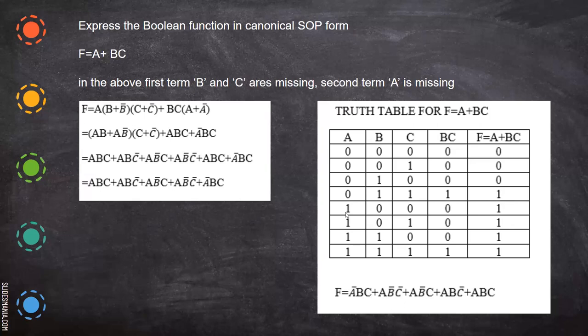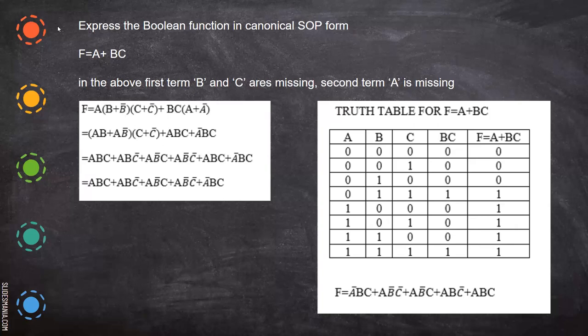Then A B bar C bar, it is A B bar C bar. That is having a 1, because in SOP, we check for 1s. Remember, you check for 1s and you write the respective combinations and express them as a min term. So you can verify that whatever you are getting here matches this. When you express this and expand this, you get this value.